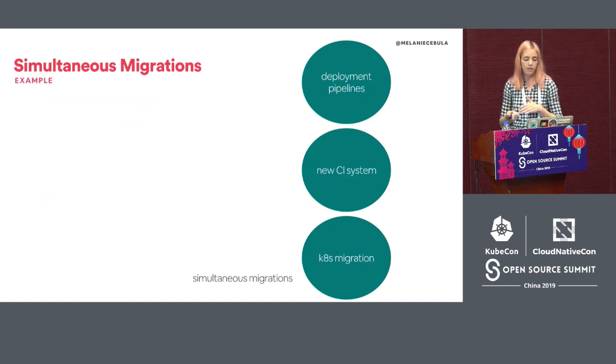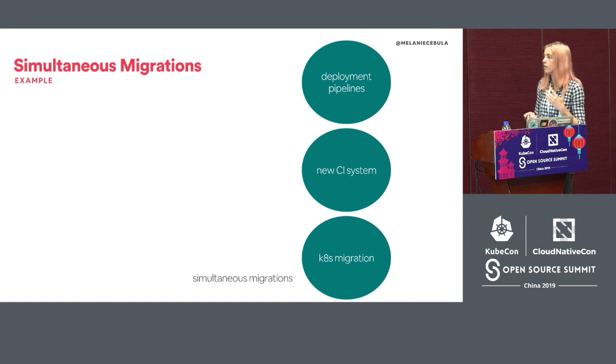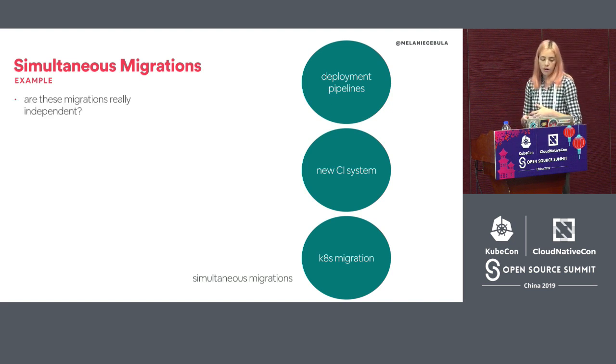So here's one example. This is a real Airbnb example, except we do way more migrations at the same time. Here are three we were doing at the same time. I'm working on our Kubernetes migration. Similarly, our CI team is trying to replace our CI system because the old one doesn't scale anymore. And our CD team is trying to introduce deployment pipelines so that developers can have a canary environment and test their changes better. So the first thing you want to ask is, are these migrations really independent?